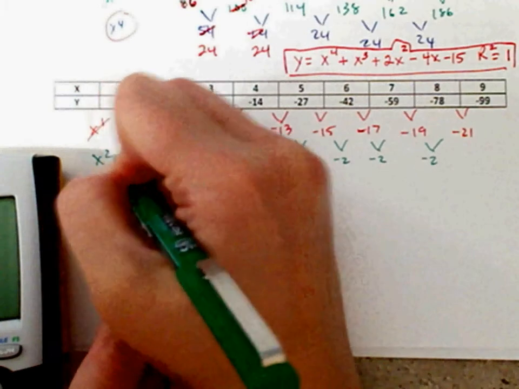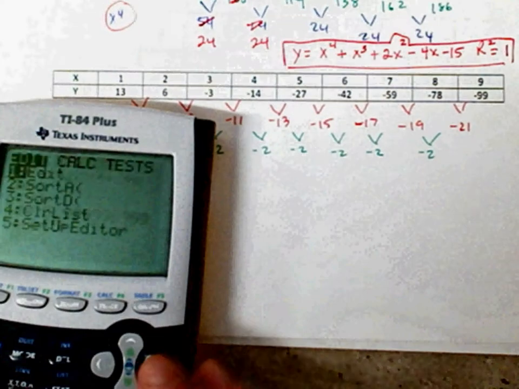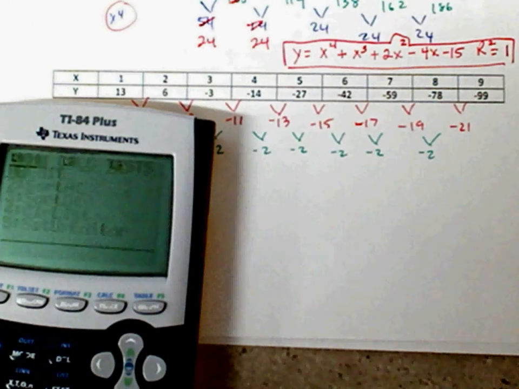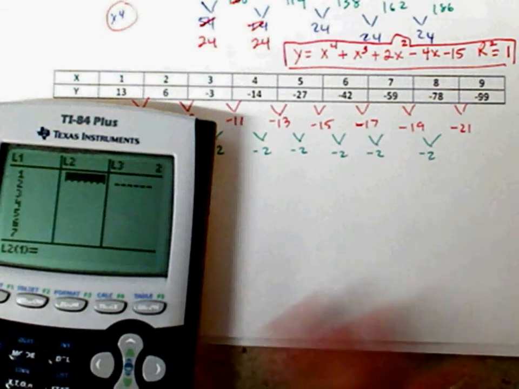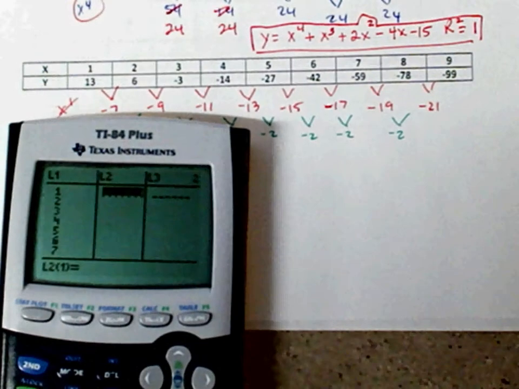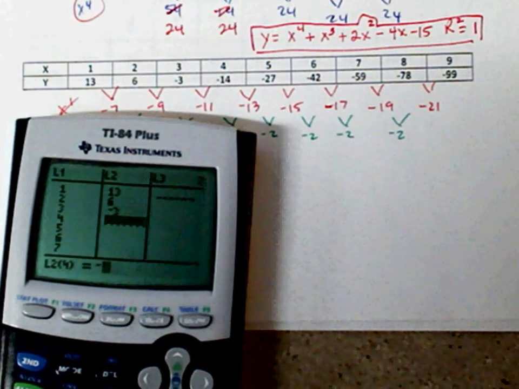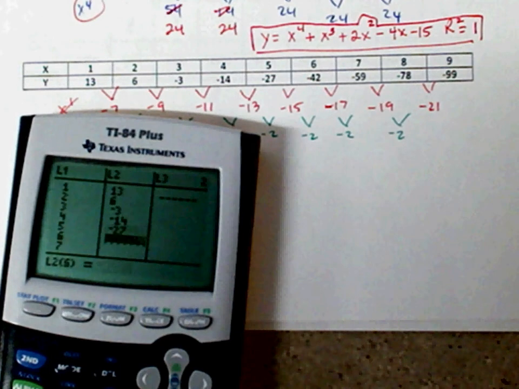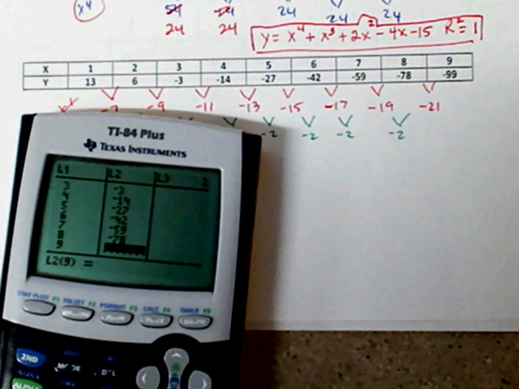Okay. All right, let's go ahead and enter our data. Go to Stat. Go to Edit. I am going to delete that one. And if you accidentally delete it, I already showed you how to do it. All right, let's enter our y value because our x is the same. 13, 6, negative 3, negative 14, negative 27. Notice it's going down. So kind of think about what you are doing as you are doing it. Okay? For every x, I have a y.